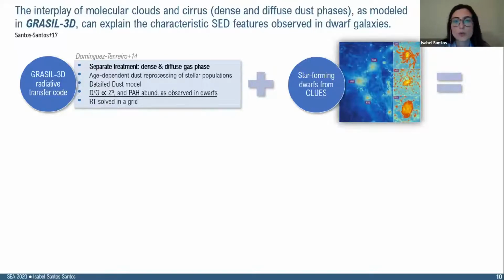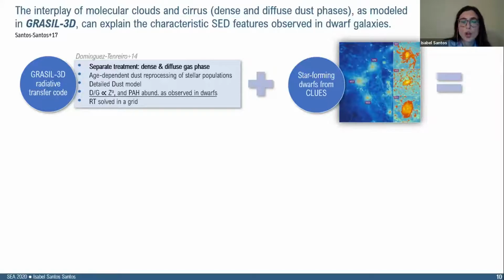We interfaced this code with star-forming dwarfs from a CLUES simulation. CLUES simulations include initial conditions that allow the formation of a large-scale structure like the local universe, and also the formation of a Milky Way-Andromeda pair.